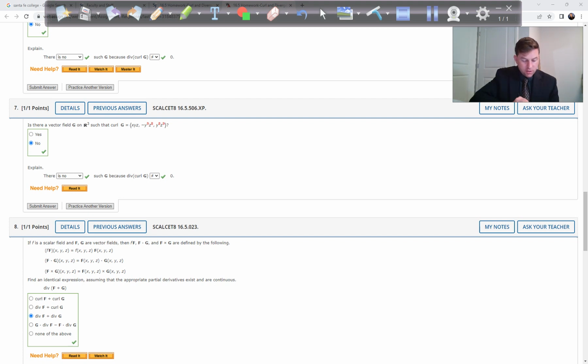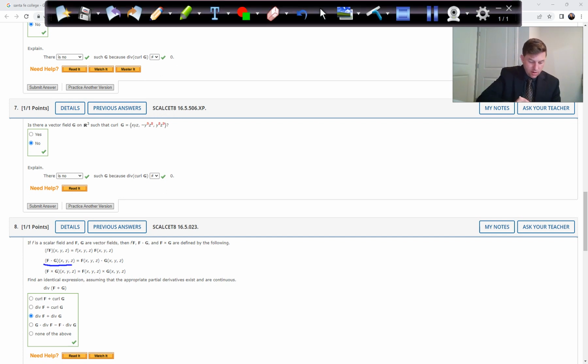So it says find an identical expression, assuming that the appropriate partial derivatives exist and are continuous. The divergence of F plus G. Well, if we know that F and G are two vector fields, and they can be broken down like this, we can dot them together, then we can say the divergence of F plus G can also be split up into the divergence of F plus the divergence of G.